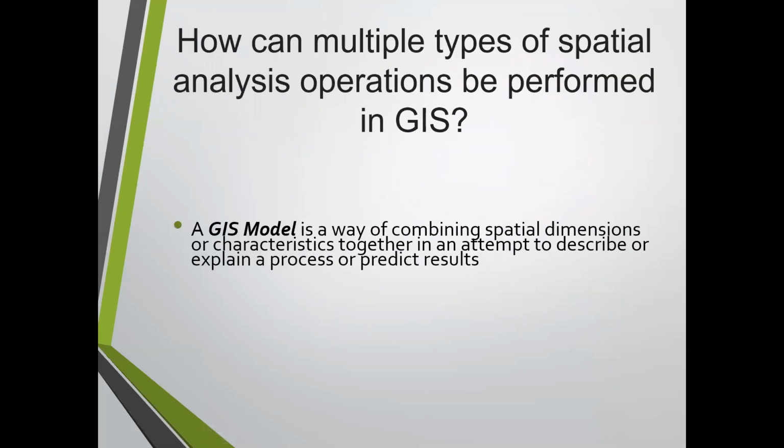Okay, so a GIS model is just a way of combining spatial dimensions or characteristics. What you're trying to do is use it as a predictive tool. You want to explain a process, or you want to use it as a predictive tool to get results from. So you're modeling criteria, putting all this in and letting the GIS run, and you're getting answers. Climate scientists use this a lot as a predictive tool.